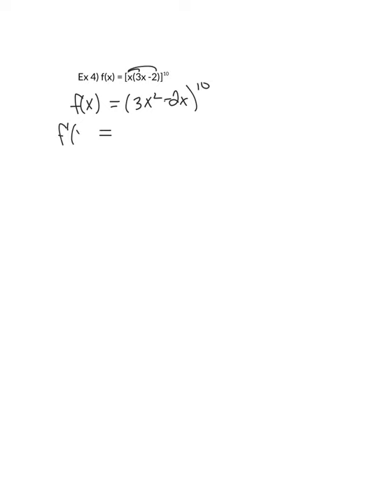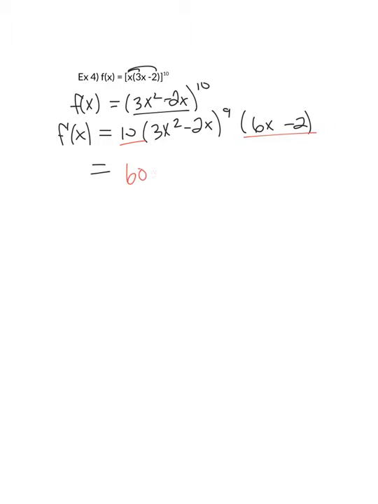Now I can go ahead and take my derivative. So that 10 is coming down. I'm multiplying by my original function. My new power will be 9, multiplied by the derivative of that original function. So the 6x minus 2. Now, at this point in time, I can go ahead and multiply these together just to tidy it up a little bit. A 60x minus 20 times the 3x squared minus 2x to the power of 9.